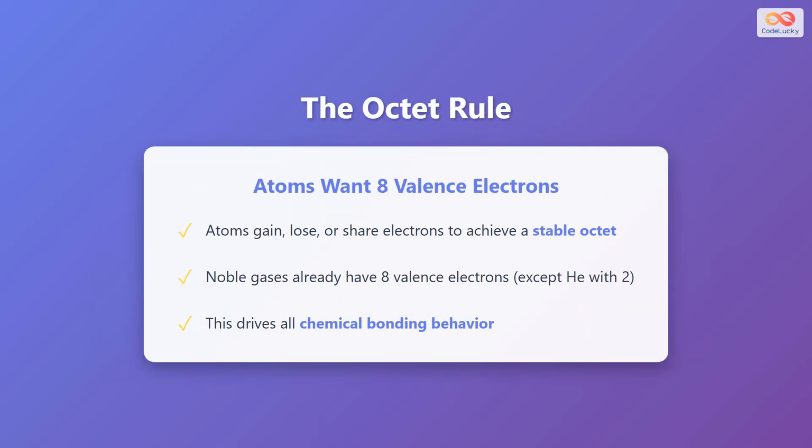One of the most important concepts related to valence electrons is the Octet Rule. The Octet Rule states that atoms want to have 8 valence electrons. This is because having 8 valence electrons creates a stable, low-energy configuration. Noble gases like neon and argon already have 8 valence electrons, which is why they're so stable and unreactive. The exception is helium, which is stable with just 2. All other atoms try to achieve this stable octet by gaining, losing, or sharing electrons. This drive to achieve 8 valence electrons is what drives all chemical bonding behavior. When you see atoms forming bonds, they're trying to reach that magic number of 8.